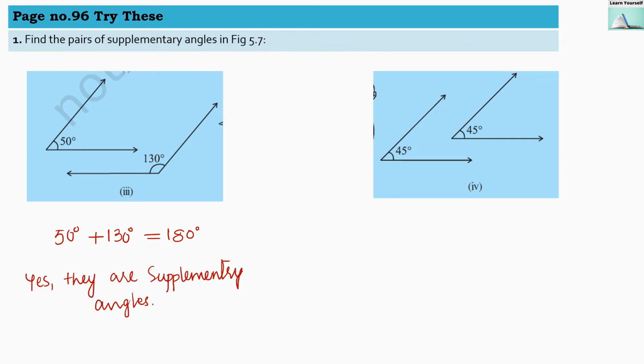Fourth, first angle's measure is 45 degree and second angle's measure is also 45 degree. So together it will give us 90 degree. Here we have to check for the supplementary angles, and the condition for supplementary angles is that the addition of two angles has to be 180 degree. And here it is not 180 degree. So they are not supplementary angles.